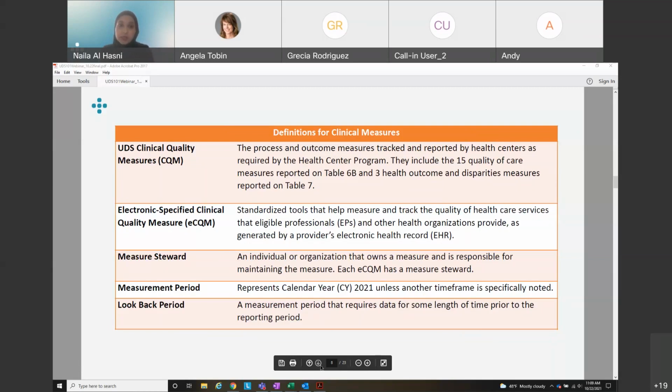ECQM, which stands for Electronic Specified Clinical Quality Measures, are the standardized tools that help measure and track the quality of healthcare services that your eligible professionals and other health center organizations provide within the EHR. A measure steward is an individual or organization that owns a measure and is responsible for maintaining that measure. So each ECQM does have a measure steward. Your measurement period represents the calendar year, this year 2021, unless another time frame is specifically noted. And then your look back period is a measurement period that requires data for some length of time prior to the reporting period. Next slide.